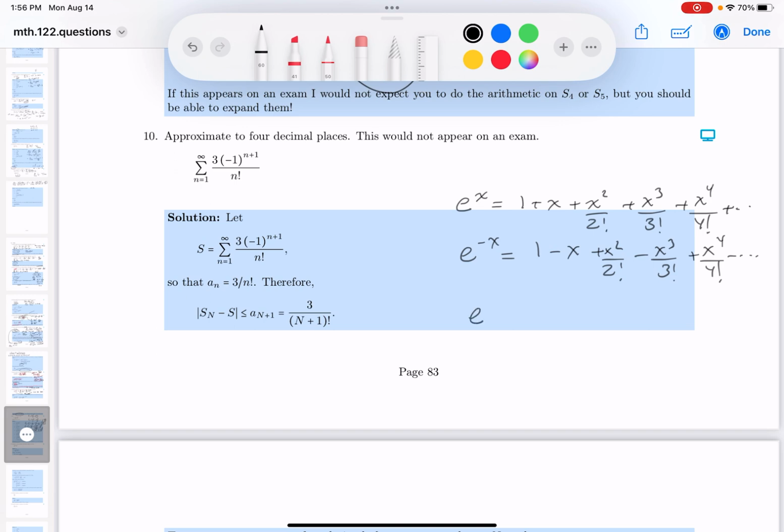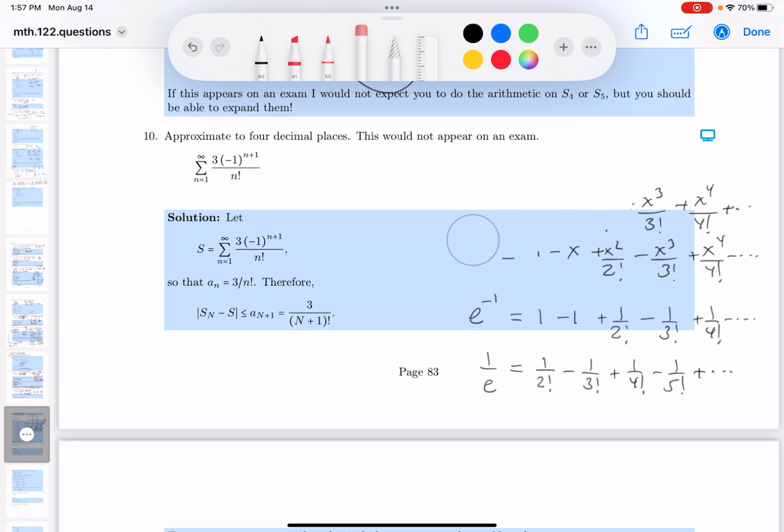So I want to write down e to the minus 1. What do you get there? Well, we just did it, right? So we get 1 minus 1 plus 1 over 2 factorial, minus 1 over 3 factorial plus 1 over 4 factorial, minus and so on. All right? So I'm going to say 1 over e is equal to 1 over 2 factorial minus 1 over 3 factorial plus 1 over 4 factorial minus 1 over 5 factorial. You get the idea.